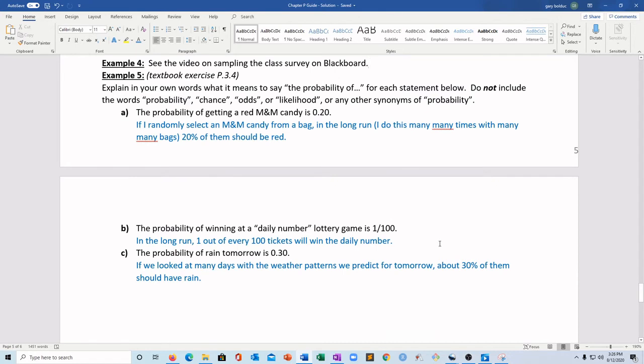All right, and the last example, example 5. So explain in your own words what it means to say the probability of for each statement below. Now here's the kicker. Do not include the words probability, chance, odds, or likelihood, or any other synonym you try to sneak in there of probability. When I do things like this, where I've done them in the past, I don't put that last bit, and I say, what's the probability of getting a red M&M candy?